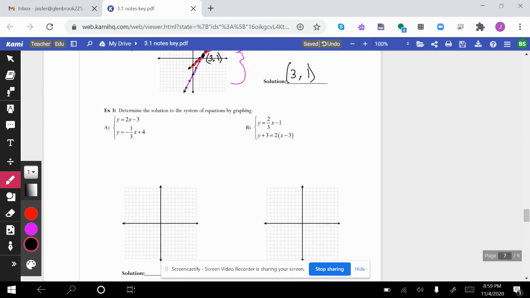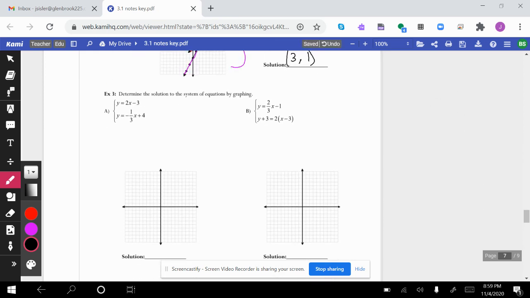So let's try examples 3a and 3b. First things first, we're going to graph our first equation. This is simple review of slope-intercept form. We know our slope is 2, and we know our y-intercept is -3, my apologies.